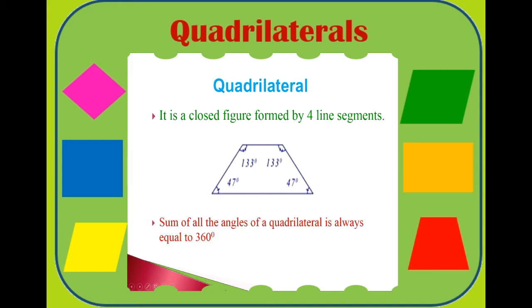The sum of all the angles of a quadrilateral is always equal to 360 degrees. Here you can see that there are four angles inside the quadrilateral, four internal angles of a quadrilateral. When we take the sum of these four internal angles, their sum will always be equal to 360 degrees.